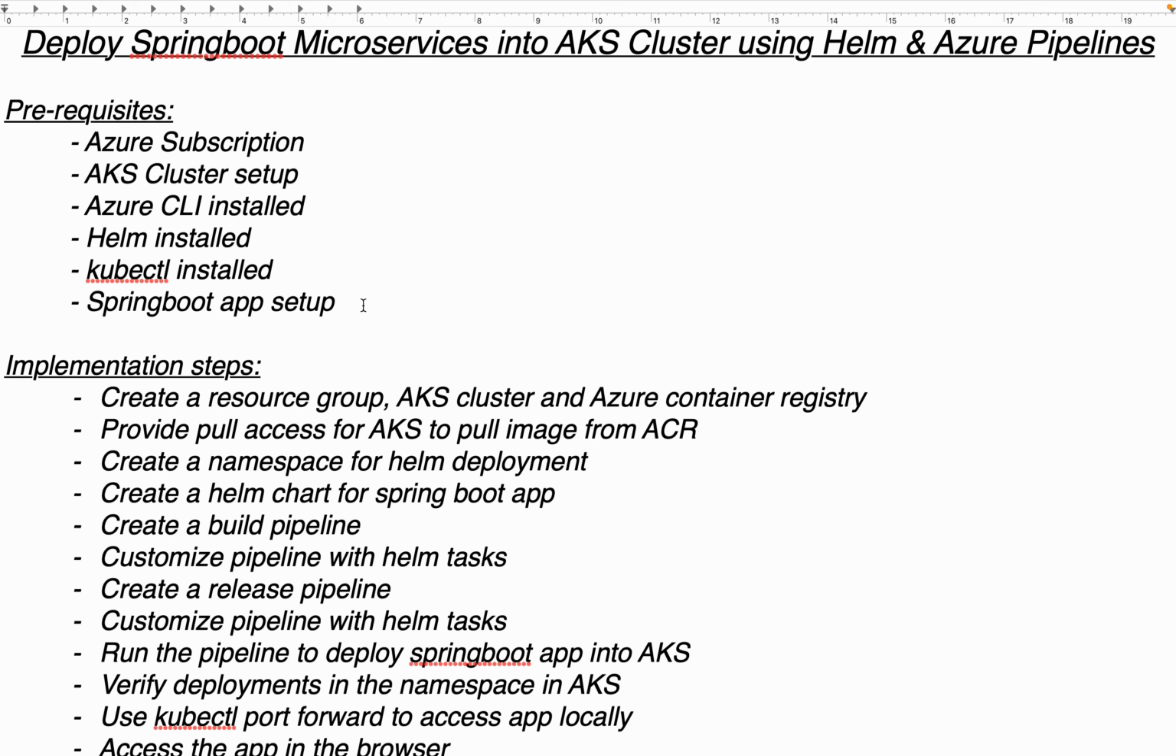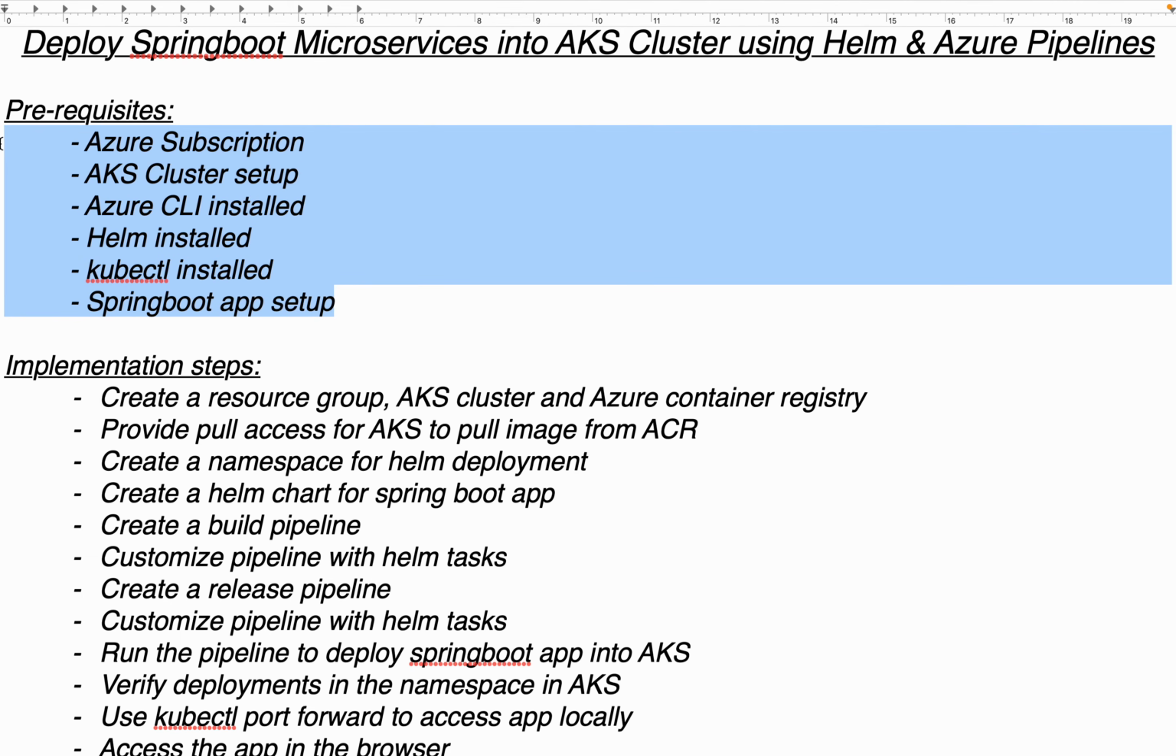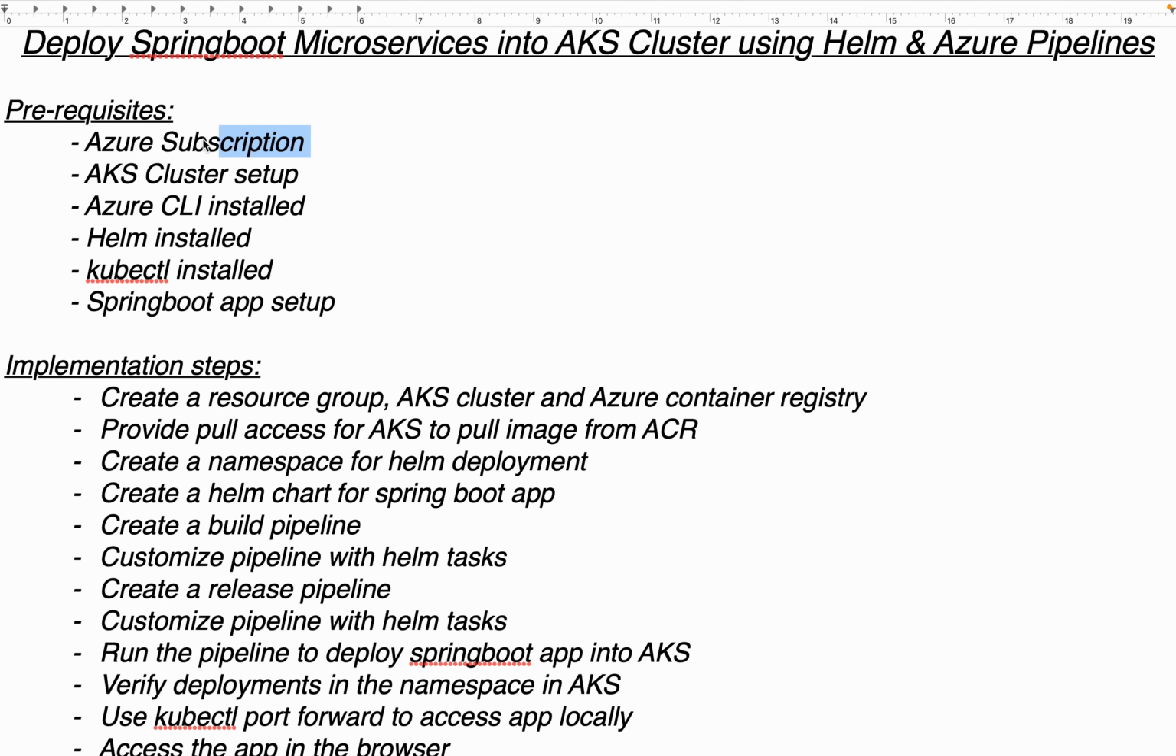If you look at the prerequisites, we need to have an Azure subscription created. Everything we are going to do, like creating the AKS cluster and the Azure Container Registry, would be part of that Azure subscription. And then we will be creating the AKS cluster, and in order to do that, we need to have Azure CLI installed. Yes, we also need to have Helm installed, and we need to have kubectl installed as well. And then finally, we need to have our Spring Boot app configured, which I have already configured in GitHub.